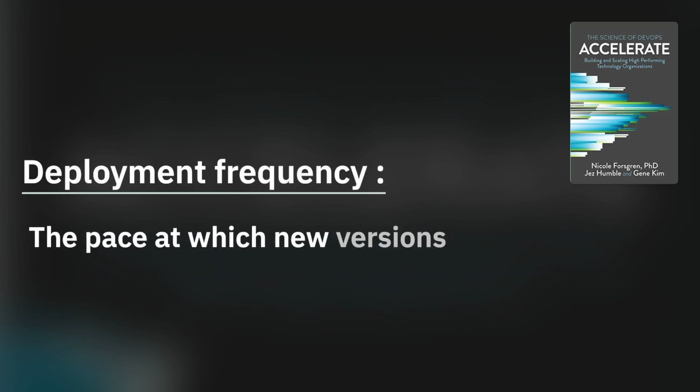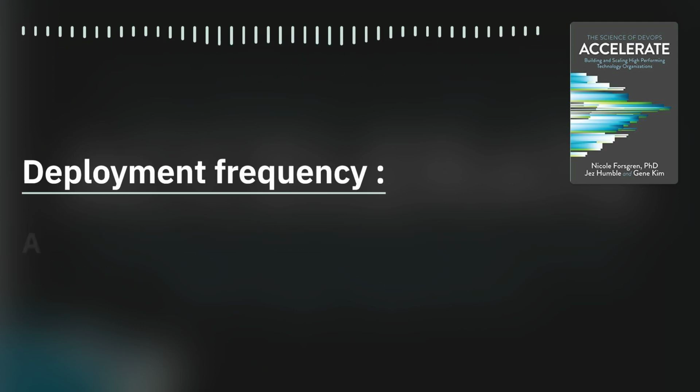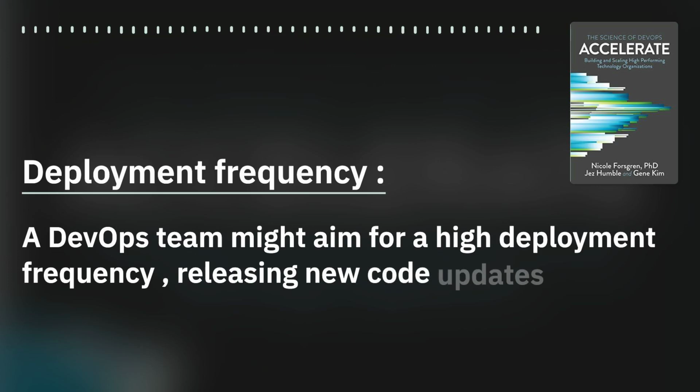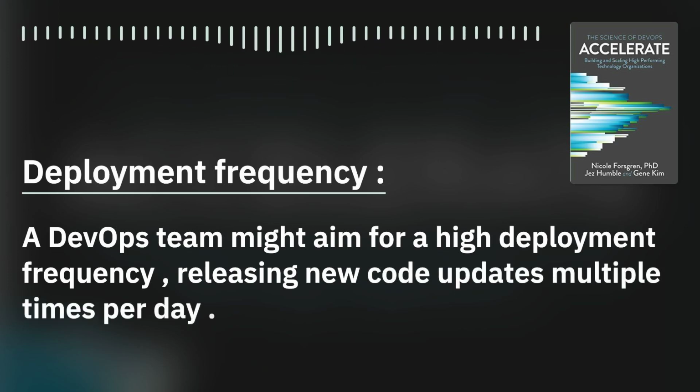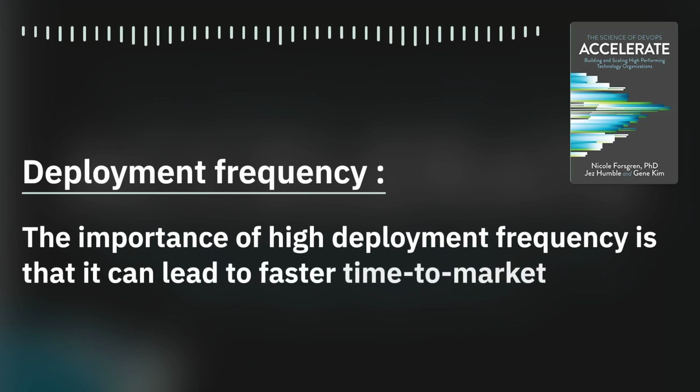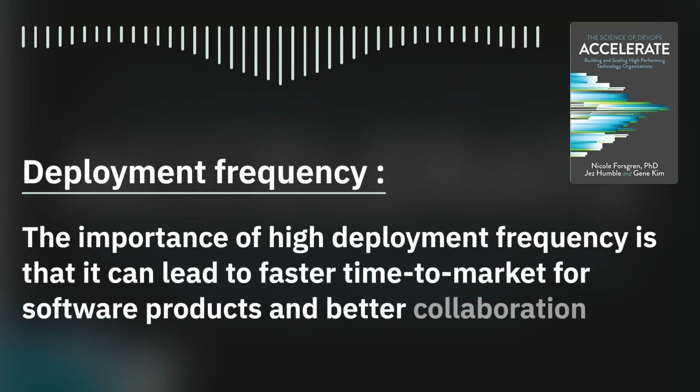Deployment frequency: the pace at which new versions of code are released. A DevOps team might aim for a high deployment frequency, releasing new code updates multiple times per day. The importance of high deployment frequency is that it can lead to faster time to market for software products and better collaboration between teams.